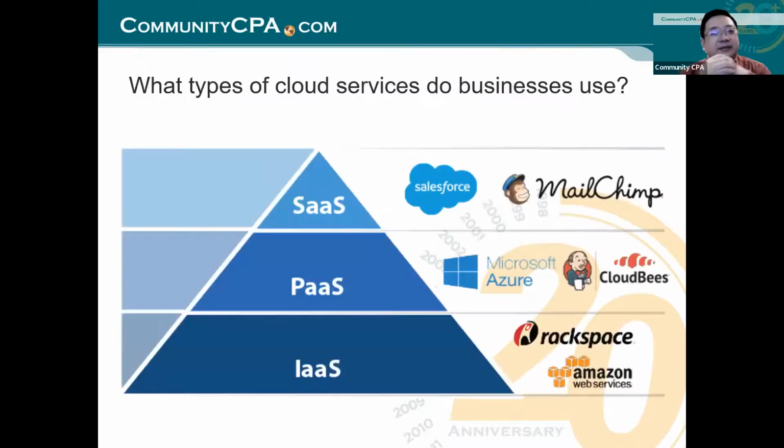Okay. Now I need to bring in some new concepts, some new terms. That is SaaS, which we talked about already, software as a service, and PaaS, platform as a service, and IaaS, infrastructure as a service. Why do I bring these things in here?